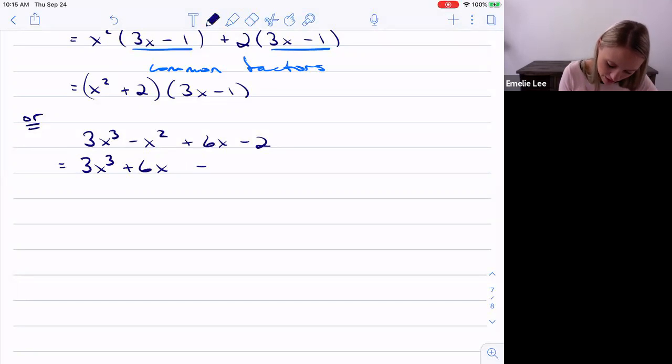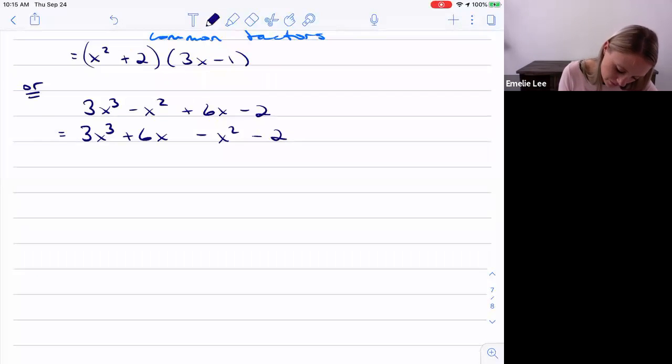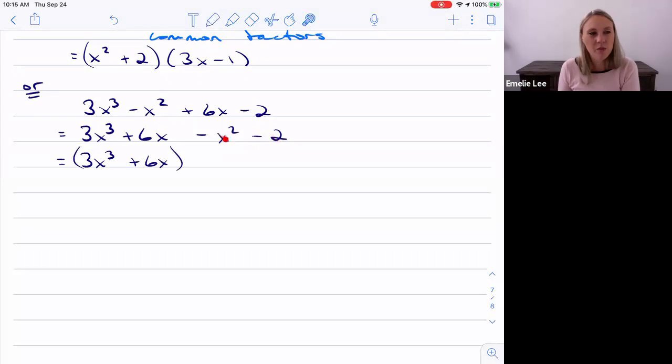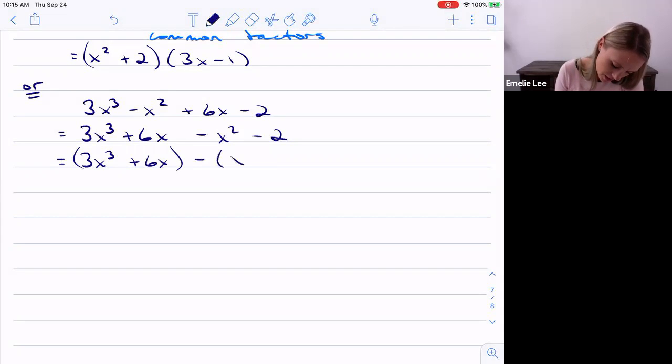Actually, I'm going to ditch the brackets for just a little bit here. Minus x squared minus 2. And then 3x to the 3 plus 6x in brackets. And then when I put brackets around here, I'm just going to pull out that negative. I've got a negative out front here on both of these. So I'm safe to go minus x squared plus 2. Just being careful with that negative.